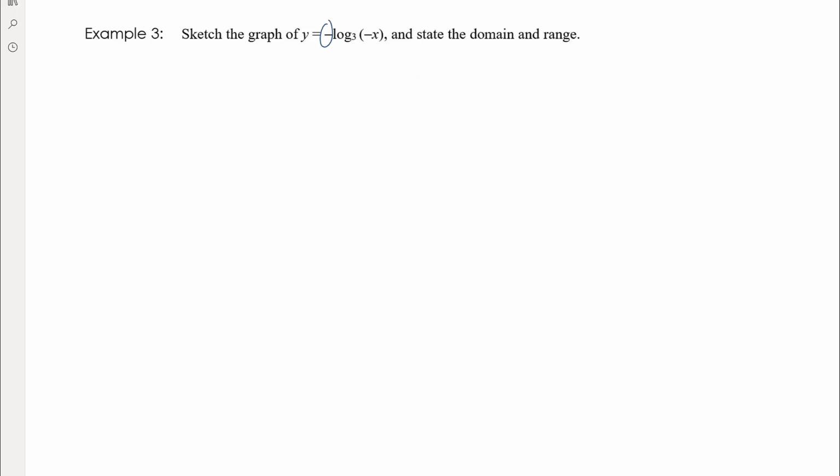Okay, so we've got reflection in the x-axis and reflection in the y-axis. So it's going to be our normal log shape goes this way, reflecting it in the x-axis means it goes this way, reflecting that in the y-axis means it's going to go this way. Asymptote won't have moved, so it's still going to be at x equals 0, the y-axis. And we just need to calculate that x-intercept, and we will need an additional point on this graph.